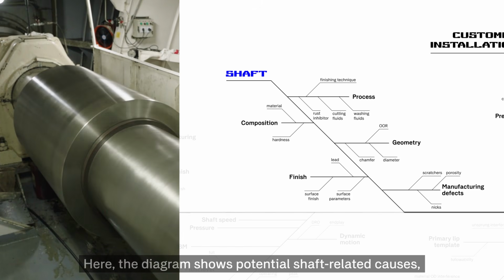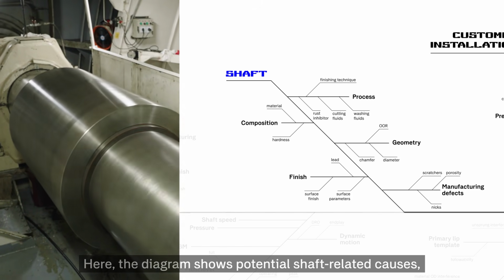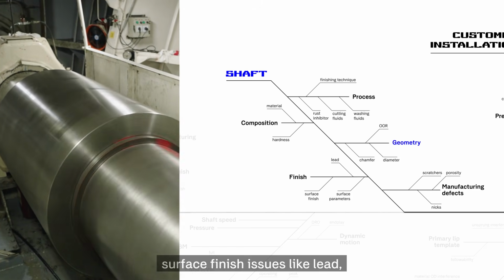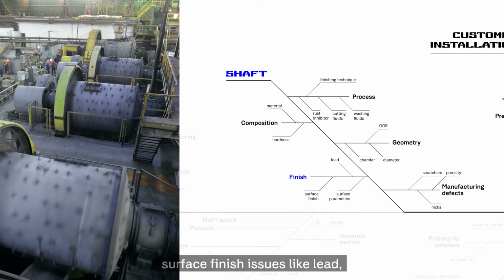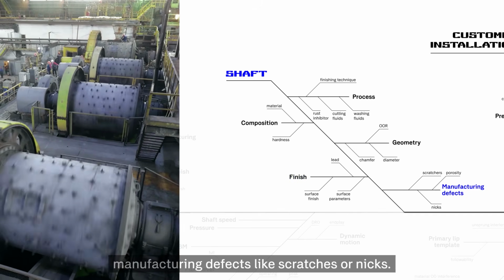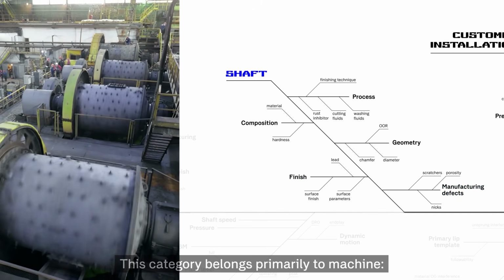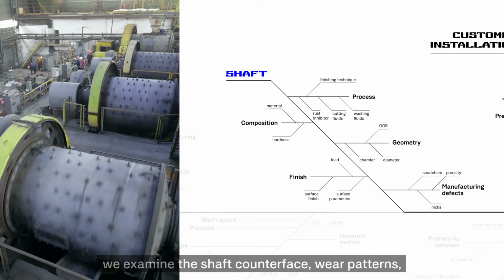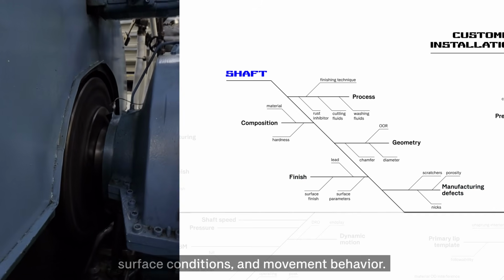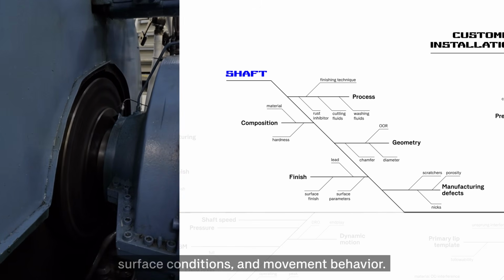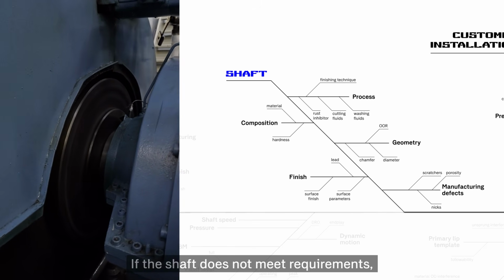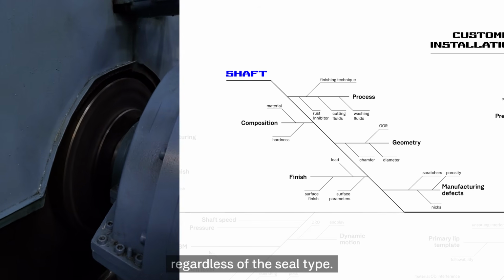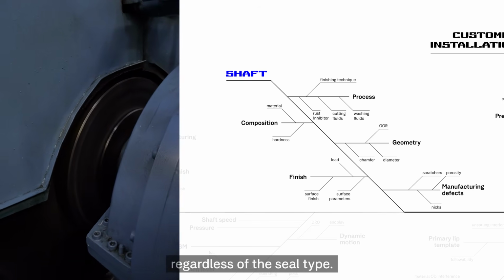Here the diagram shows potential shaft-related causes including shaft geometry deviations, surface finish issues like lead, and manufacturing defects like scratches or nicks. This category belongs primarily to machine. We examine the shaft counterface, wear patterns, surface condition, and movement behavior. If the shaft does not meet requirements, stable sealing is not possible, regardless of the seal type.